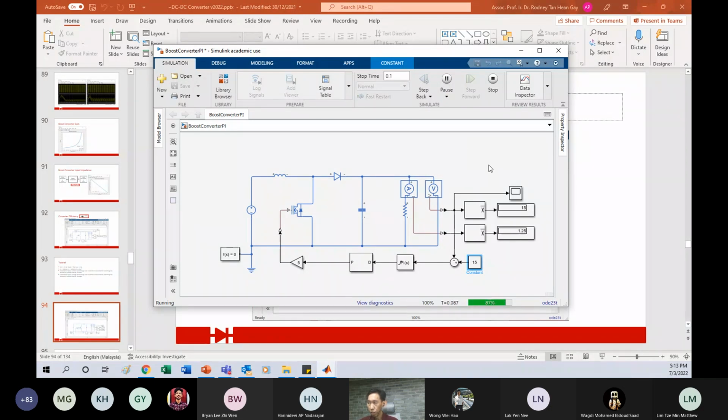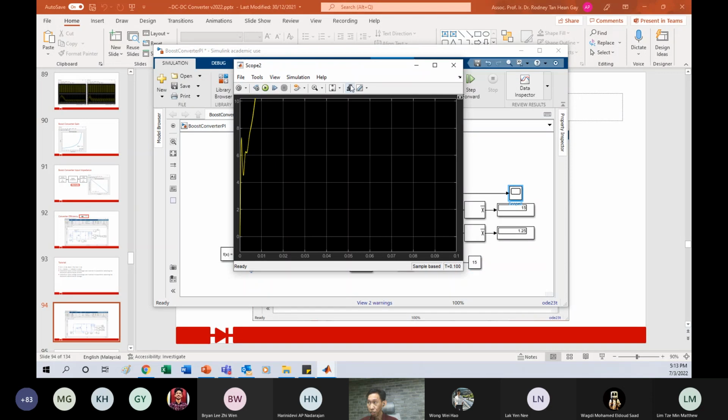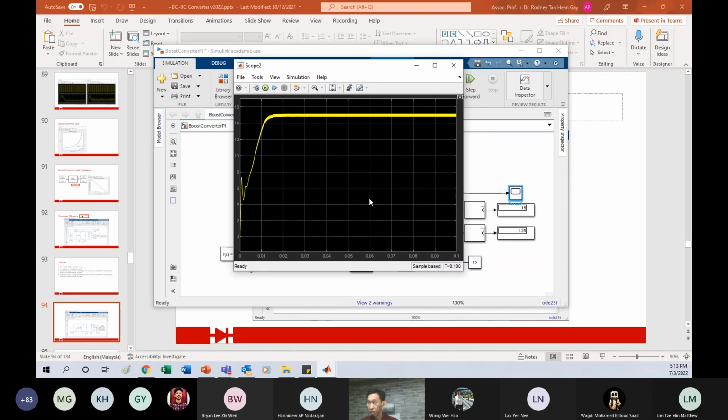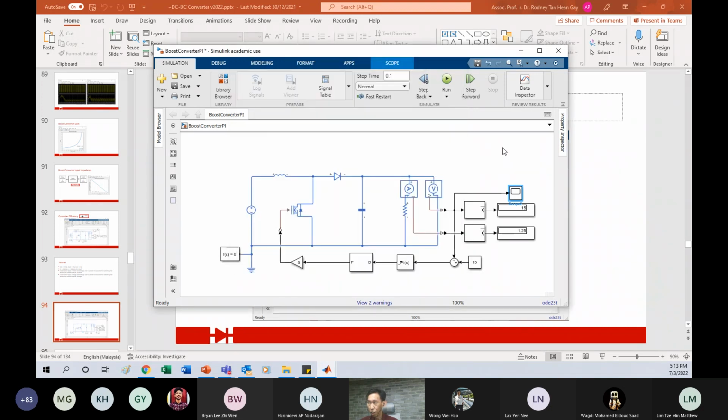So like I said, it's always good and important to have experience of knowing how to tune it manually, because not all can be tuned automatically. I see 15 watt is still okay, right? But when I go 18 watt, it starts to oscillate already. So that's about feedback control for the boost converter.